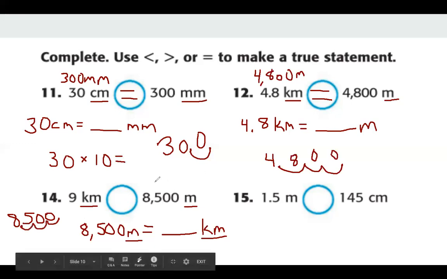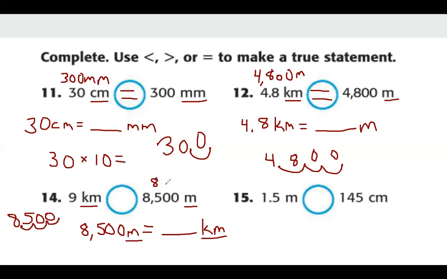So that means 8,500 meters is the same as 8 5/10 of a kilometer. So now I can compare it. Okay, I can see this. What's bigger, 9 kilometers or 8 5/10 kilometers? Well, 9 kilometers is about half a kilometer larger, so it is greater than.